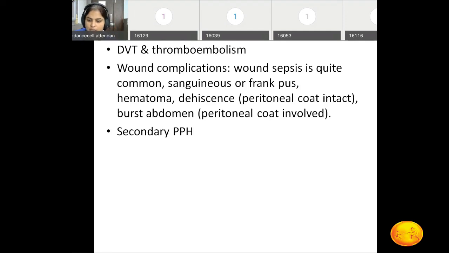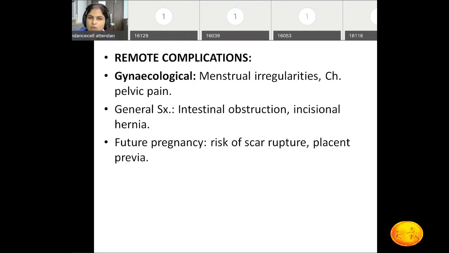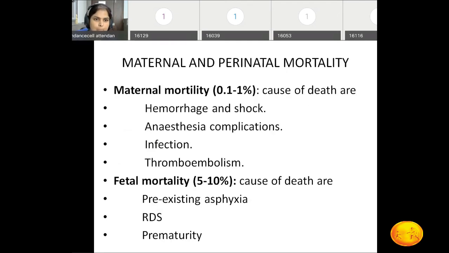Another delayed complication is secondary PPH. Now, remote complications are gynecological, like menstrual irregularity or chronic pelvic pain. General surgery complications like intestinal obstruction: if post-op there are any adhesive bands formed, then intestinal obstruction or incisional hernia. In future pregnancy, there's a risk of scar rupture, placenta previa, and even scar ectopic nowadays, which I have not mentioned yet, but I'm telling you.